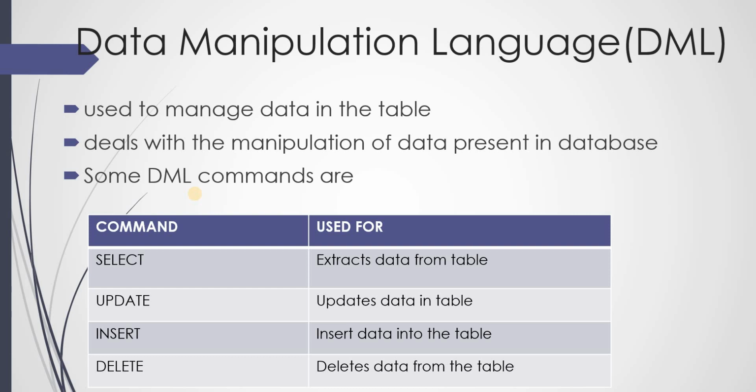Insert. The next command is insert. The insert command is used to insert data in the table. So let's take for example, we have 10 rows in a table. We want to create one more record. We want to add some data. In that case, we can use the insert command. Now, another DML command is the delete command. The delete command is used to delete data from the table. So if we do not want certain records, if we want to delete some records from the table, we can use this command.